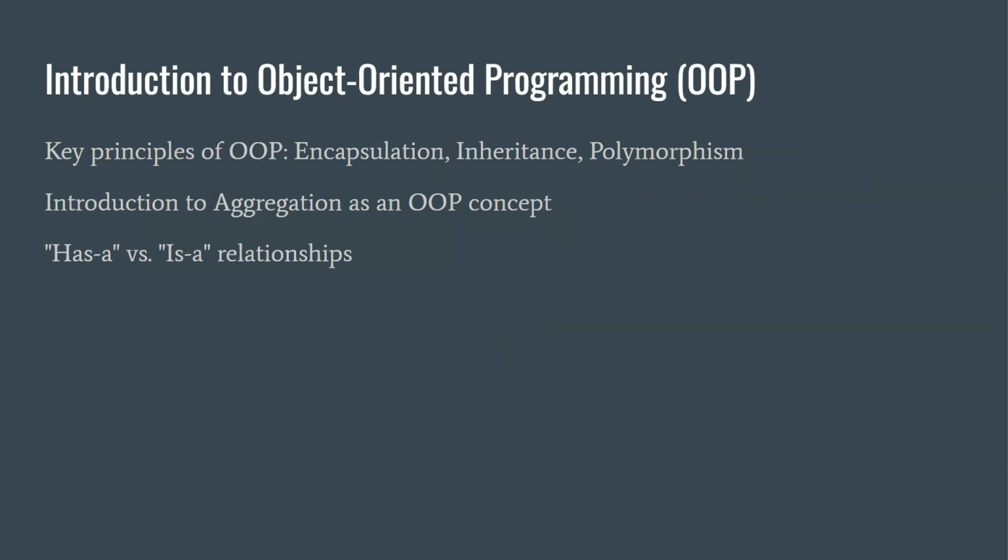Object-oriented programming is built around several key principles: encapsulation, inheritance, and polymorphism. We're going to see how aggregation fits into this framework. Unlike inheritance, which is an is-a relationship, aggregation defines a has-a relationship. So it's important to understand this distinction as we design and structure software.